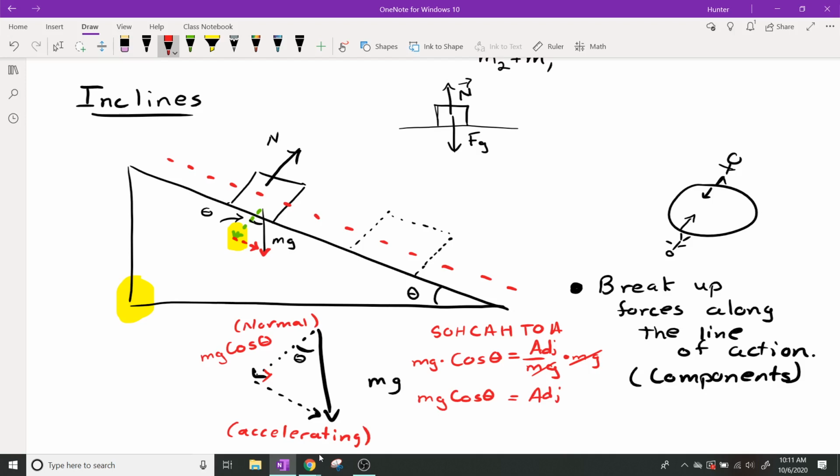Okay. So what you're normally going to see from here on out, because I'm not going to write ADJ equals mg cosine theta, is that the normal force is equal to mg cosine theta, and that's for a ramp. Anytime you're dealing with the normal force on a ramp, the force of the normal pushing back up against it is going to be mg cosine theta.